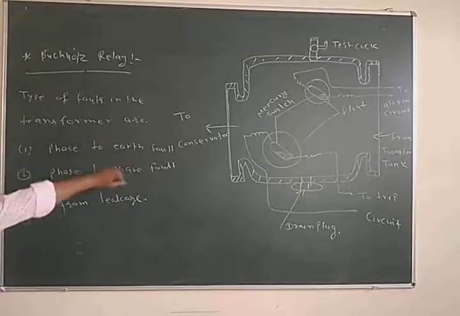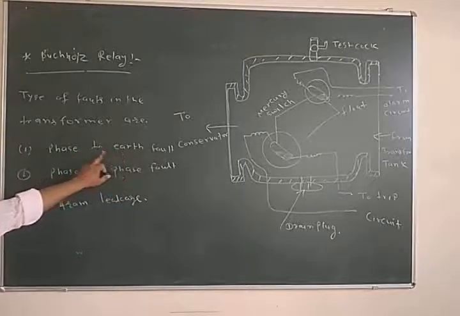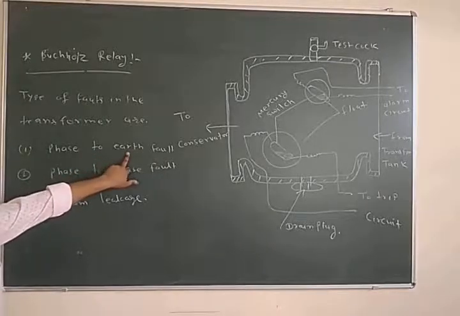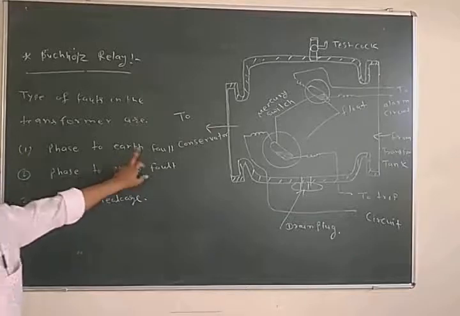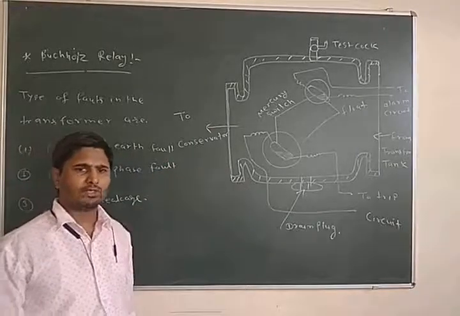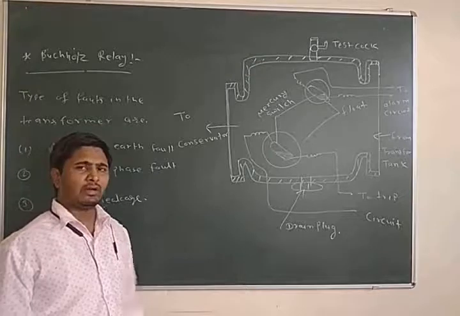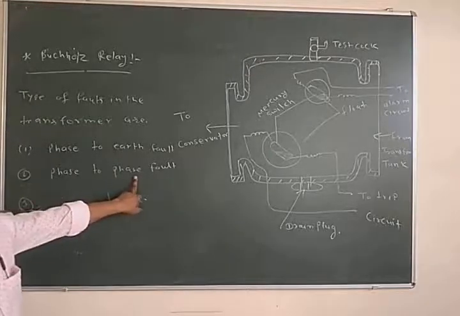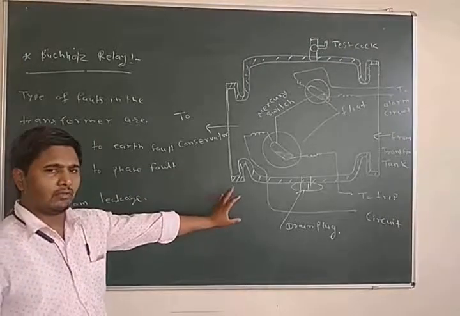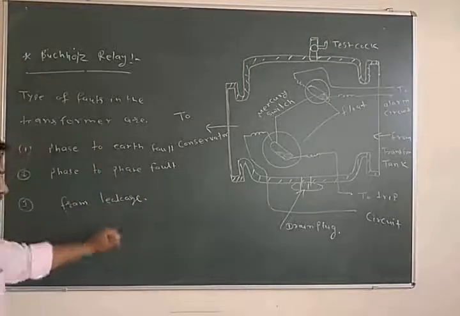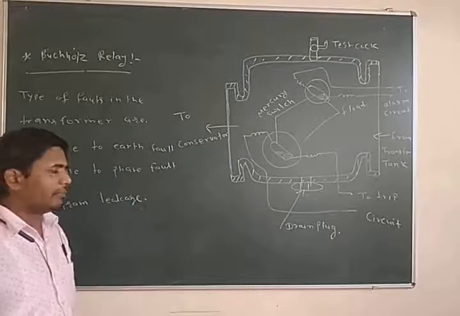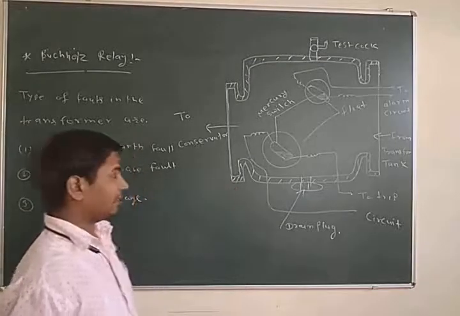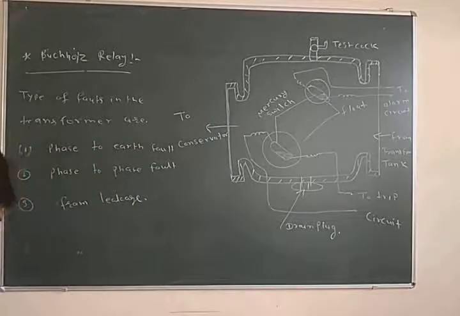Now, this type of fault may occur in the transformer. One is phase to earth fault. Phase to earth fault means a phase of one winding may be in contact with the body of the transformer, which is put on the earth. Second is phase to phase, which is between two phases of the windings. Third is frame leakage fault. Frame leakage may be due to eddy current or mutual effect of inductance or magnetic flux.